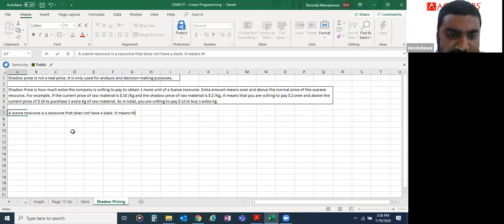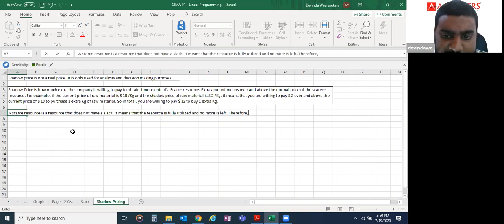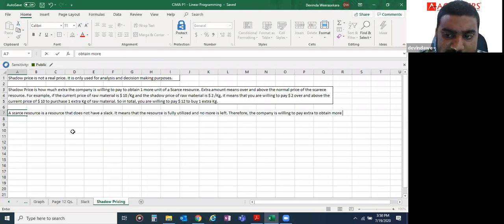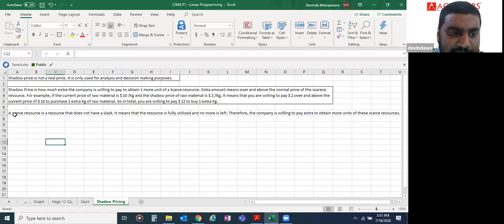It means that the resource is fully utilized and no more is left. Therefore, the company is willing to pay extra to obtain more units of these scarce resources. Clear?